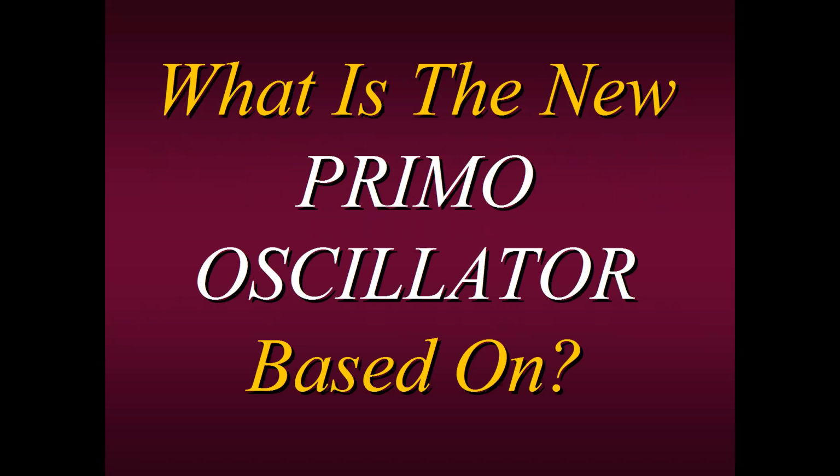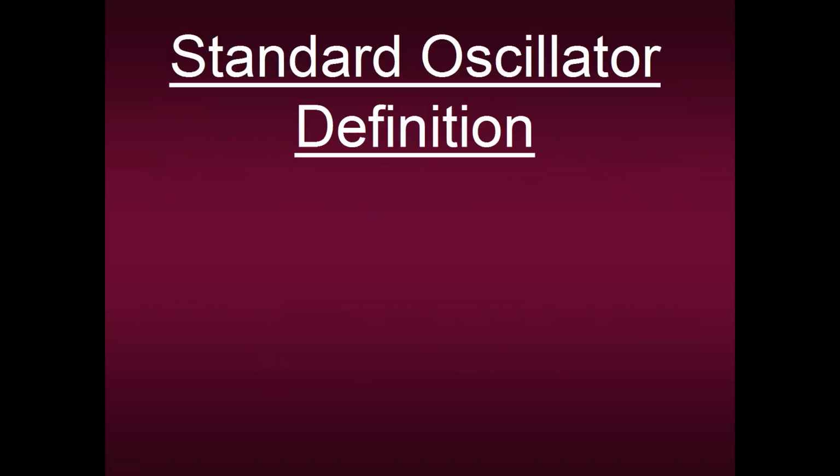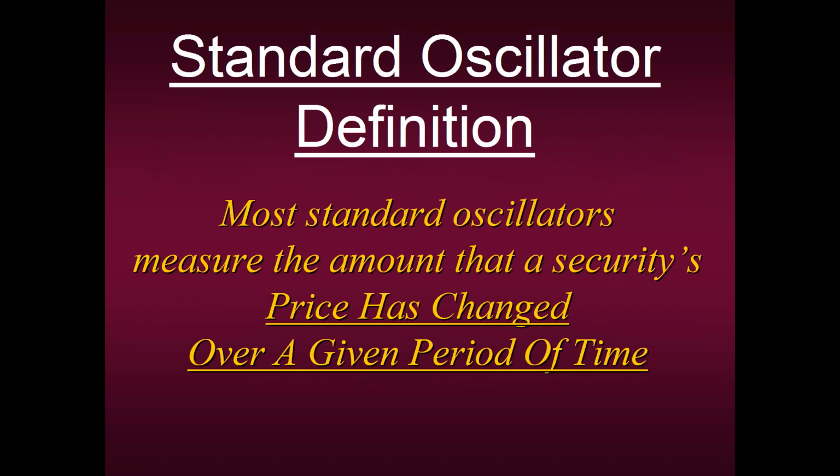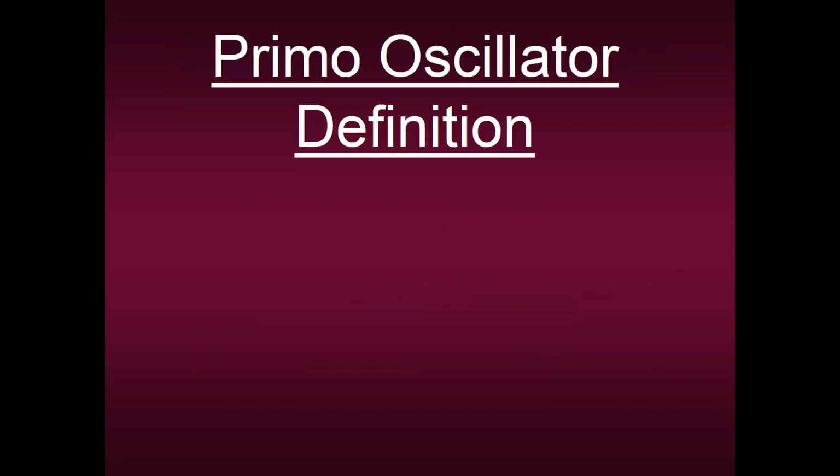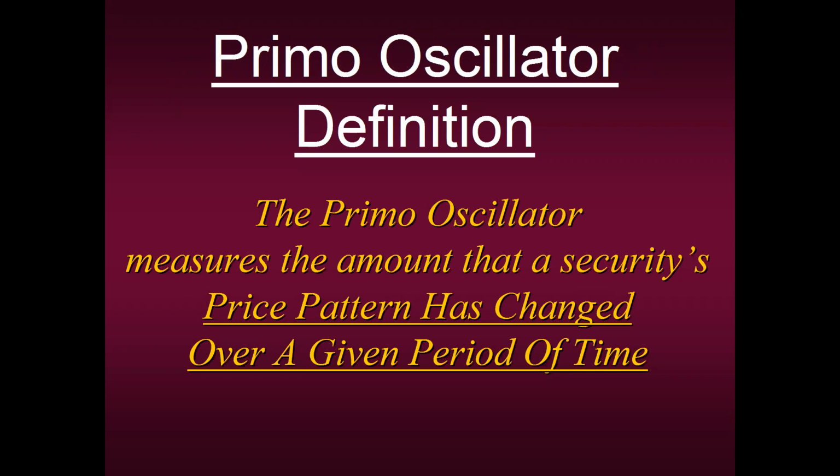In order to do that, let's go back to the standard definition of most oscillators. Here's the standard definition: most standard oscillators measure the amount that a security's price has changed over a given period of time. So we're measuring the price, how much it's changed over a given period of time. So how does that differ from what we formulated with the Primo Oscillator? Well, the Primo Oscillator measures the amount that a security's price pattern has changed over a given period of time. This is entirely different from most oscillators.